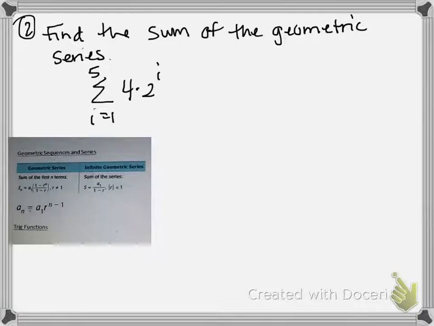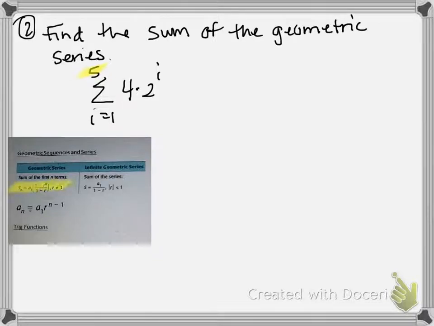Find the sum of the geometric series. And my series is the sum of 4 times 2 to the i power, from i equals 1 to 5. So what I'm going to do is first notice that this is a finite geometric series because it ends with the fifth term. I could plug in 1, plug in 2, plug in 3, plug in 4, plug in 5 to my rule and then add them all together. But I have a formula that might make my life a little bit easier.